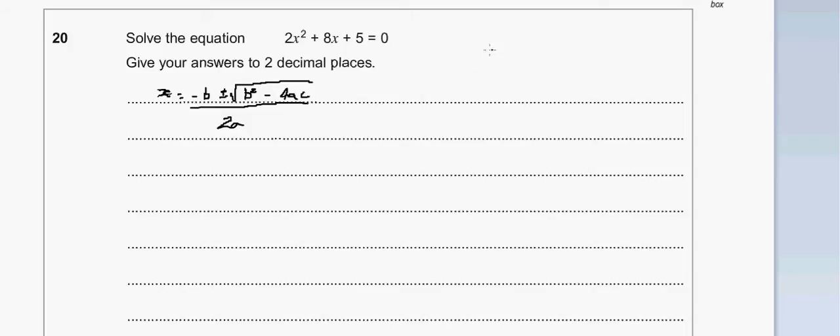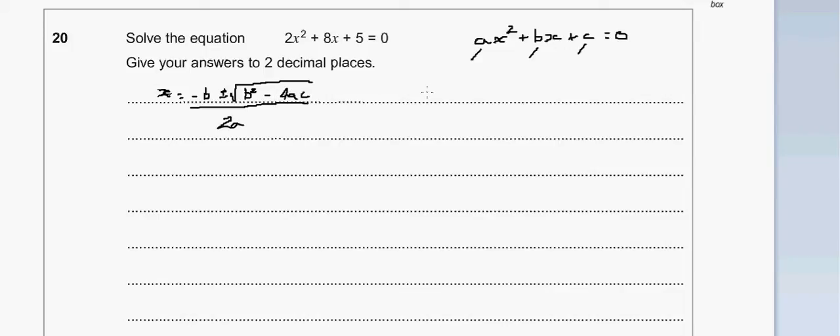Now quadratics come in the form of ax squared plus bx plus c equals 0. In the same way as a straight line is y equals mx plus c. So this is the generic term for a quadratic. So here we can see we have a, here we can see b, and here we have c. So we need, because we can see here the formula is just filled with a's, b's and c's apart from the 4, we need to find out the values.